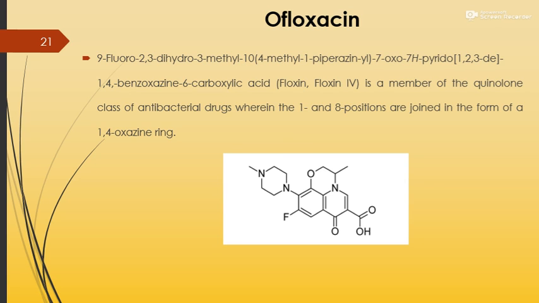Our next drug is ofloxacin. It is 9-fluoro-2,3-dihydro-3-methyl-10-(4-methyl-1-piperazinyl)-7-oxo-7H-pyrido[1,2,3-de]-1,4-benzoxazine-6-carboxylic acid. It is a member of the quinolone class of antibacterial drugs wherein the 1 and 8 positions are joined to form a 1,4-oxazine ring. You can see this ring in the structure.